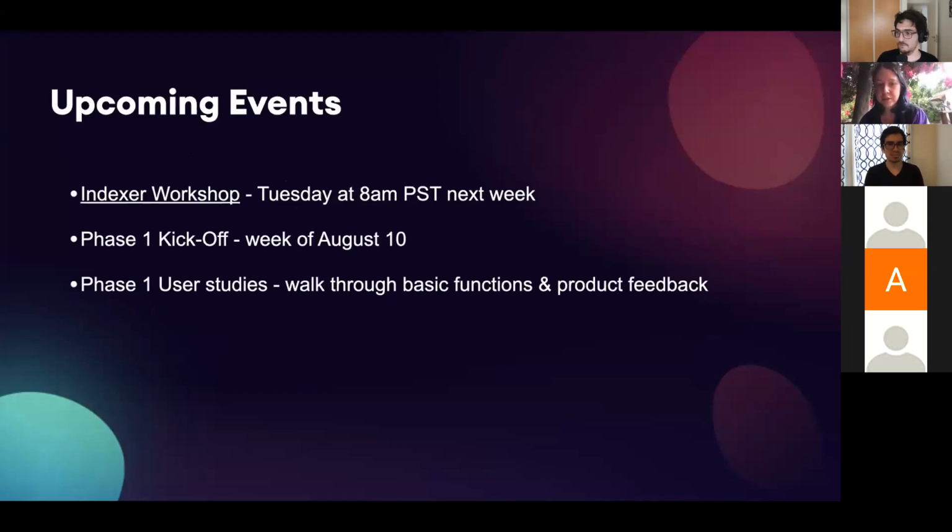Cool, and this is just a reminder of some of the dates. Next Tuesday, the indexer workshop running through how to deploy a node, the kickoff the following week, and some user studies.